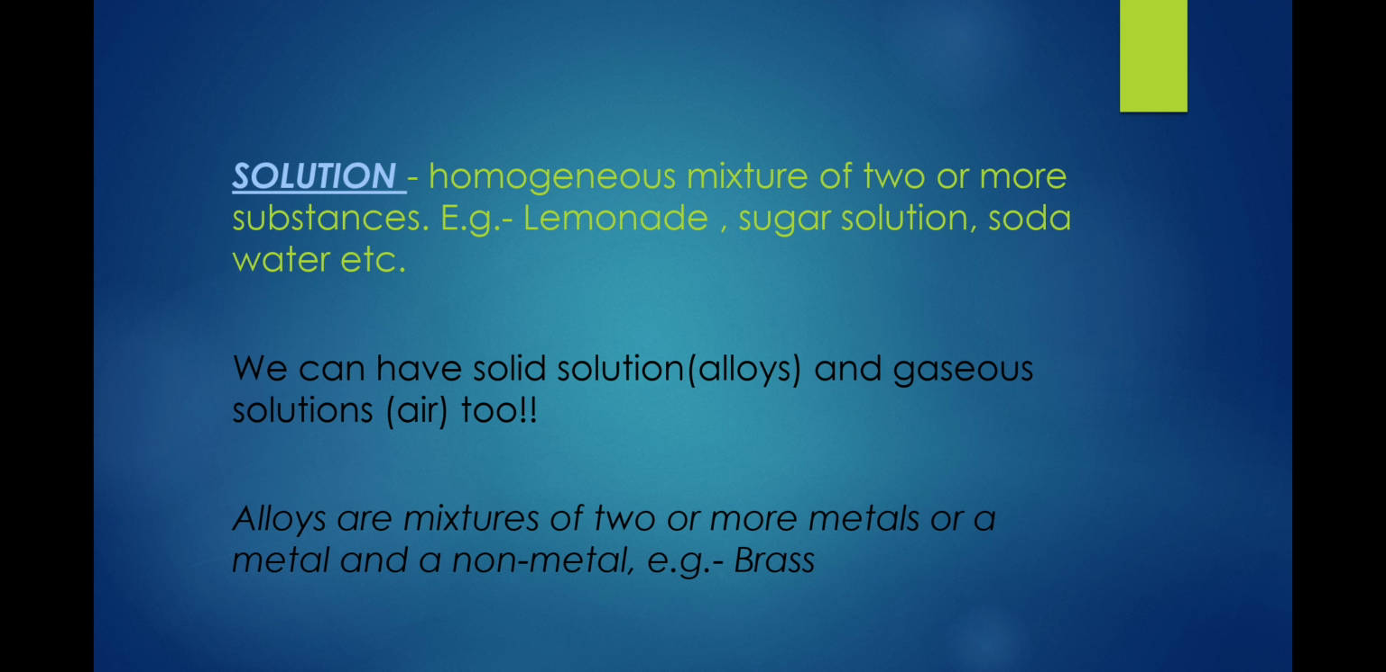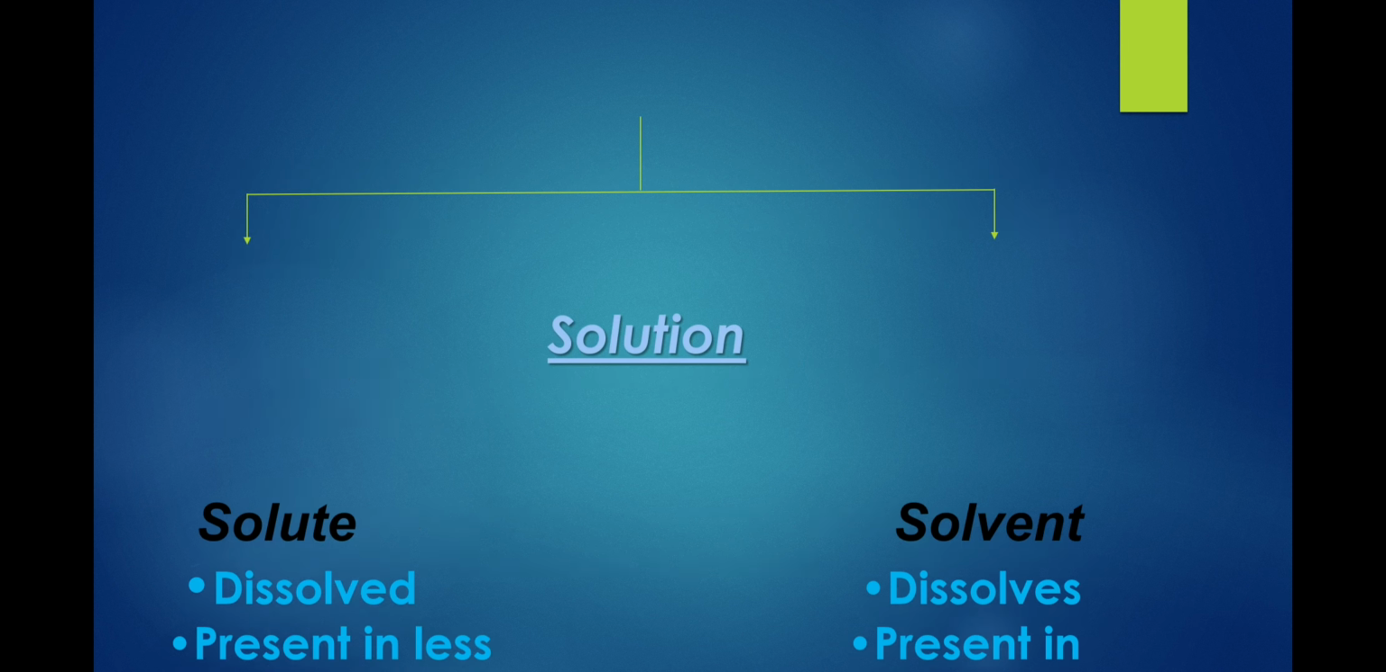Alloys are mixtures of two or more metals or a metal and a non-metal and cannot be separated into the components by physical methods. For example, brass is an alloy of zinc and copper. An alloy is a mixture because it shows the properties of its constituents and can have variable composition.